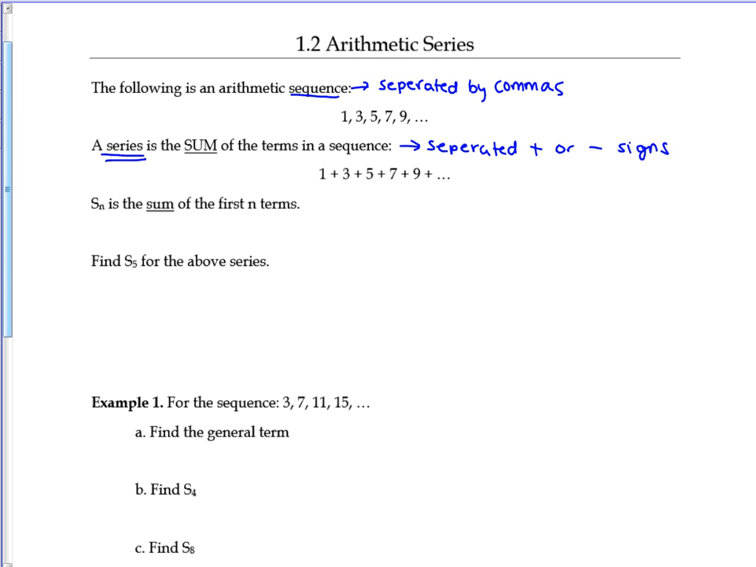S of n is the sum of the first n terms. So if I'm asking for S of 5, that's the sum of the first 5 terms. Okay? This little 5, the little subscript, is your n value.